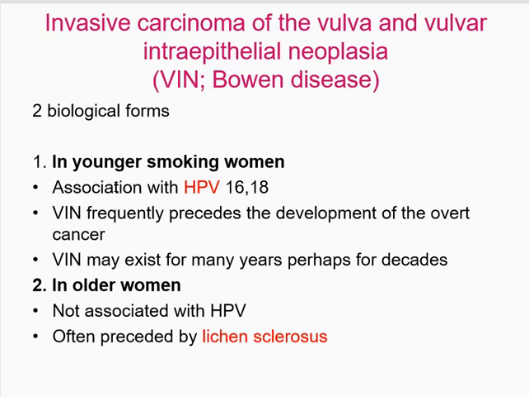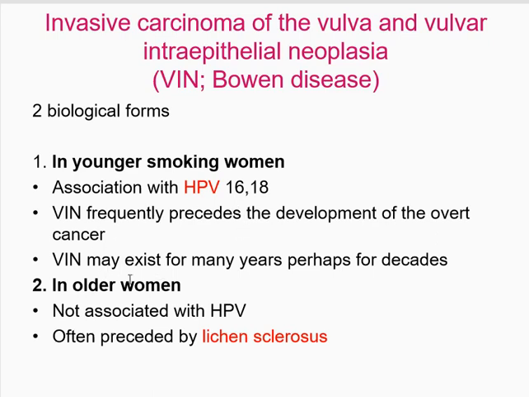Vulvar carcinoma or vulvar intraepithelial neoplasia, a precursor to vulvar invasive carcinoma, develop in association with high-risk HPV infections, and we refer to 16-18 as being the most common ones. VIN or vulvar intraepithelial neoplasia, clinically often called Bowen's disease, precedes the development of invasive carcinoma in these cases, and this may be present decades earlier than invasive carcinoma.